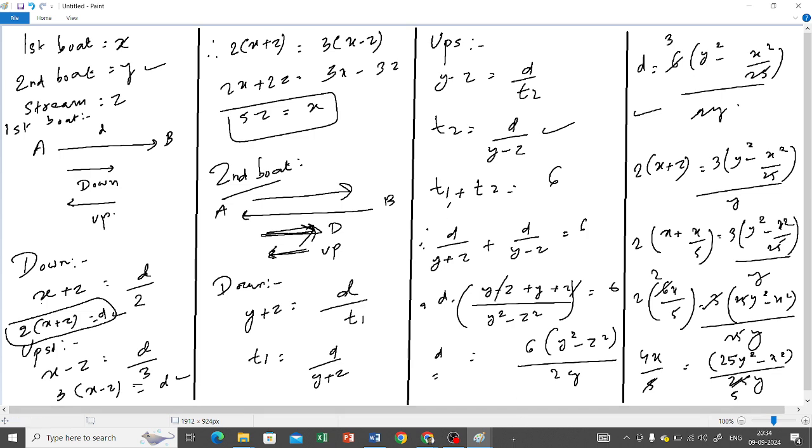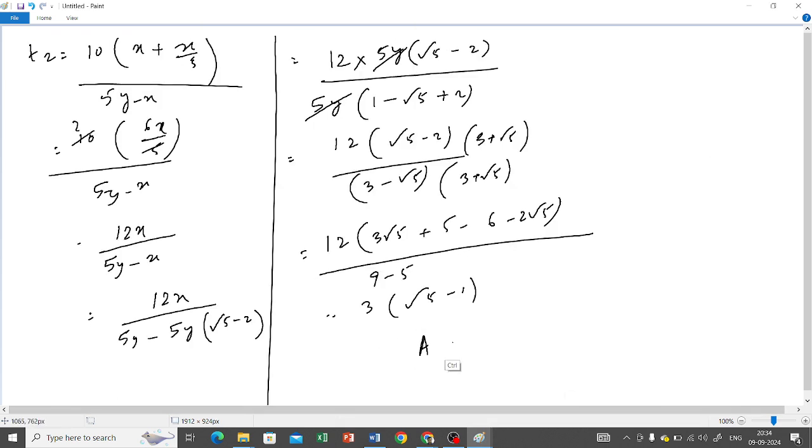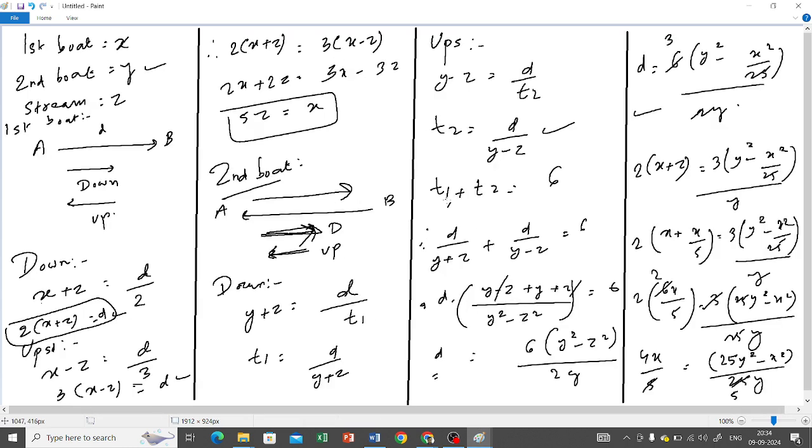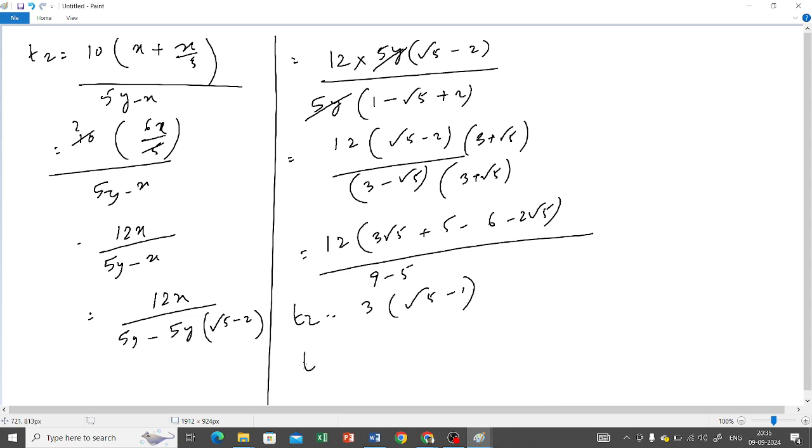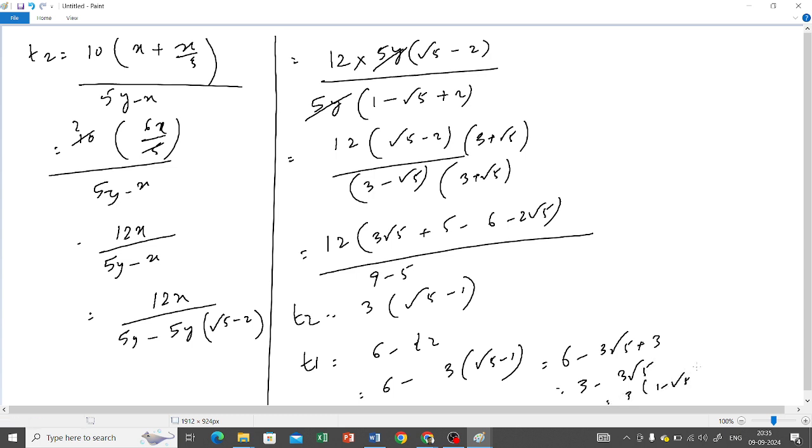But anyways, this can be easily done now. This can be easily done because this is T2 we have. Okay, I need to get T1. So T1 is 6 minus T2. That is 3 minus 3 root 5. That's 3 within bracket 1 minus root. Oh, sorry, 9. So C is the answer.